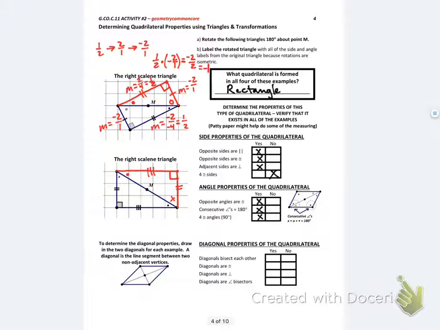Okay, and then the diagonals. This is going to be the newest part of it, something you probably haven't explored before. But diagonals, do they bisect each other? Yes, we know that's true because it's a parallelogram. I'm going to go ahead and draw in the other diagonals so that we can explore that a little bit more.